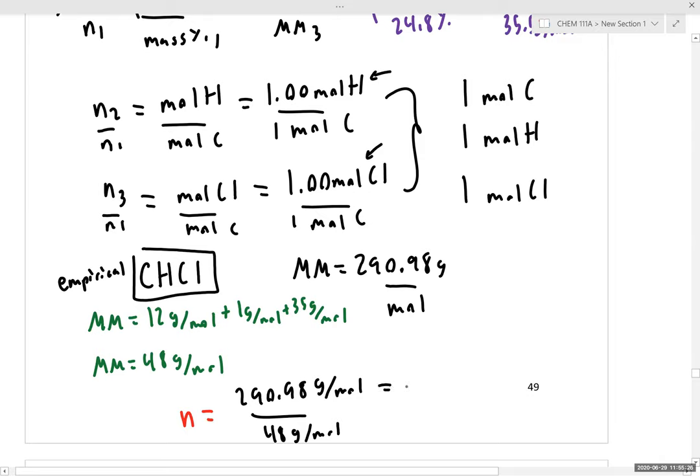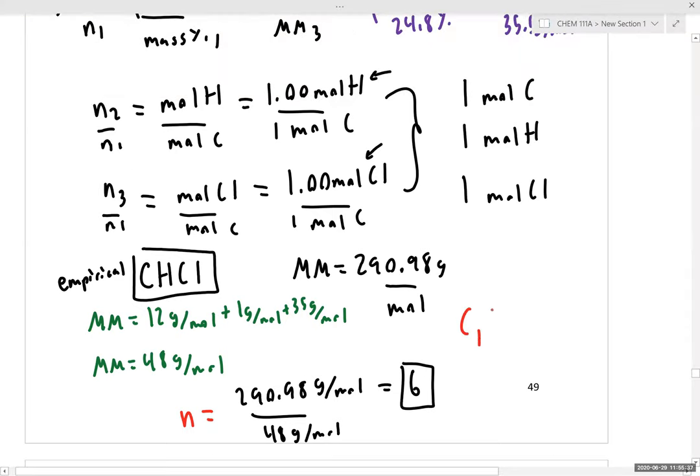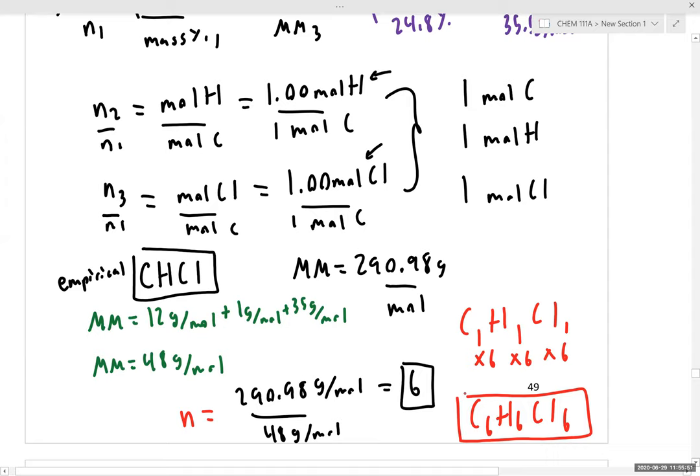And if we punch this into our calculator, we get a value of N of 6. So then, if we want our molecular formula, we're going to take each of our subscripts, C1, H1, Cl1, and multiply them by 6, which gives us C6, H6, Cl6, which would be our molecular formula. So this really shows how the equation that we've derived to calculate the empirical formula, which fundamentally is the simplest mole ratio of atoms of each element, can save us a lot of time in these sorts of calculations.